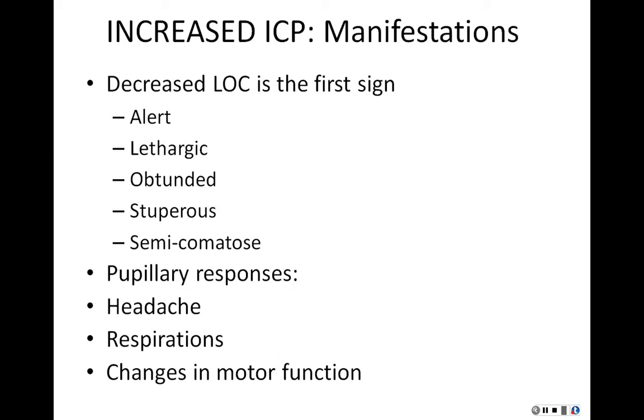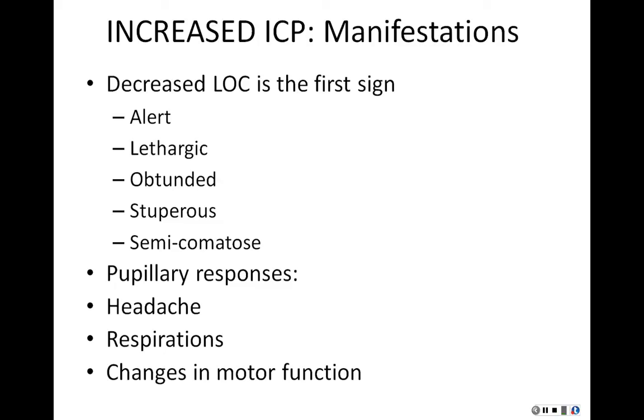Obtunded is arousable but confused, and as soon as the stimulus is gone, they fall back asleep. Stuporous, they don't actually become totally conscious, but they respond appropriately to painful stimuli. So they try to withdraw or push your hand away, but they probably don't get totally awake and able to speak to you. Might just mumble. Semi-comatose, they respond inappropriately, and they may try, but it's not purposeful, and they may even have decorticate or decerebrate posturing.